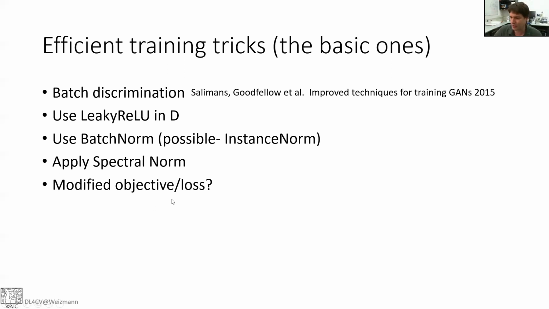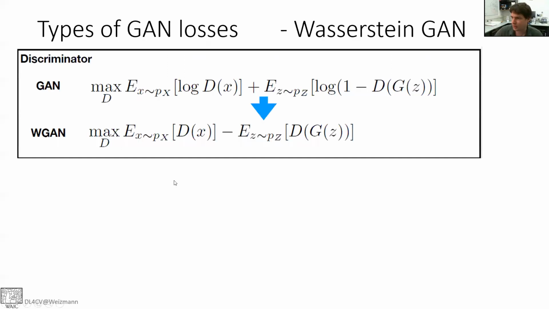And the last thing is that people started suggesting many other types of losses. One very famous one is the Wasserstein GAN. In the Wasserstein GAN, you define a different objective. We had the regular GAN over here, and you see this is what the discriminator maximizes. For the Wasserstein GAN it's similar, but without the log. So you want D of X to be as high as possible, and D of G to be as low as possible, because you maximize the minus of it.